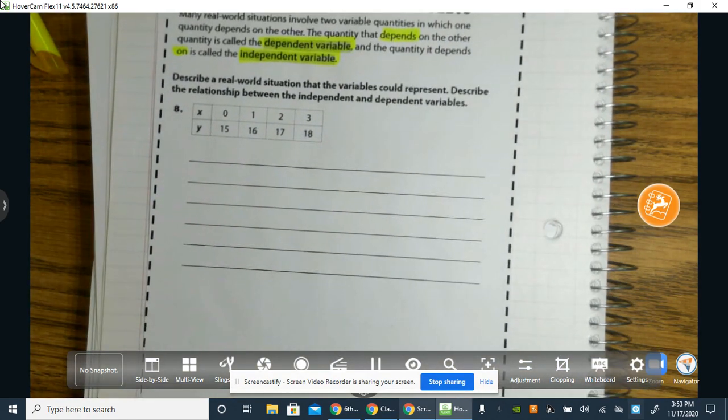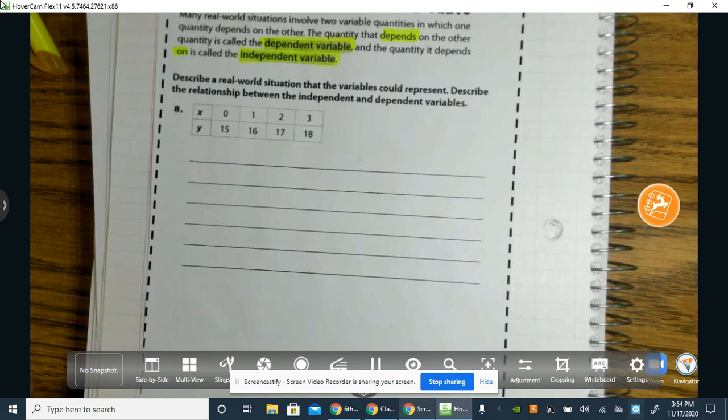So I have a real world situation that the variables could represent. Describe the relationship between the independent and dependent variables. So we talked about this in class. We talked about some collections, like what do you collect? We had people that collected rocks. We had people that collected Pokemon cards. We had people who collected dolls, stuffed animals, blankets, lots of different things people collected. But I want to talk about rocks. I used to collect rocks too.